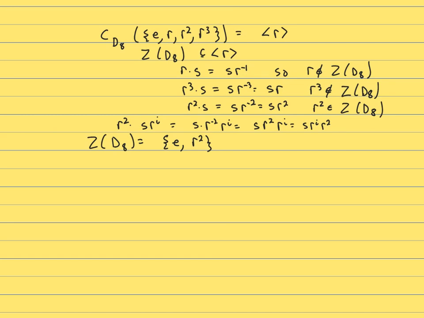And this seems like it should be true for any even dihedral group, that E and R to the n over 2 should be in the center for the same calculation, because the negative half power is the same as the half power in the positive direction.